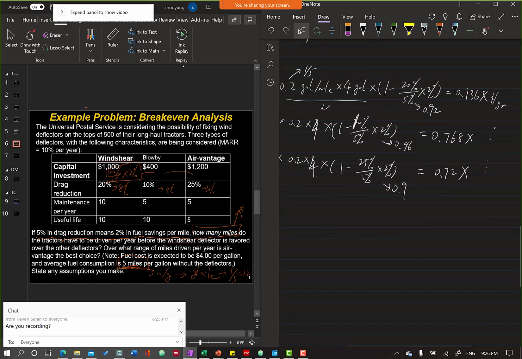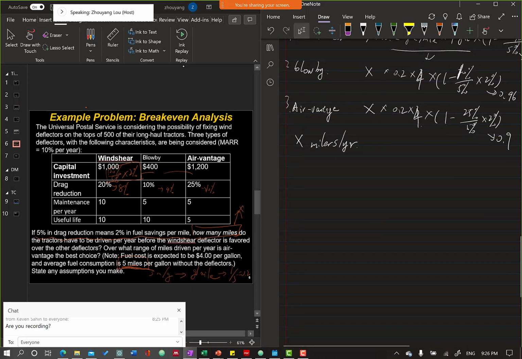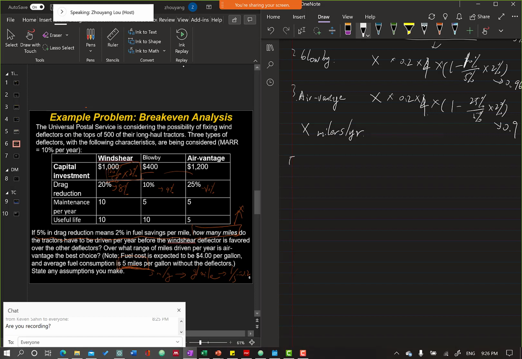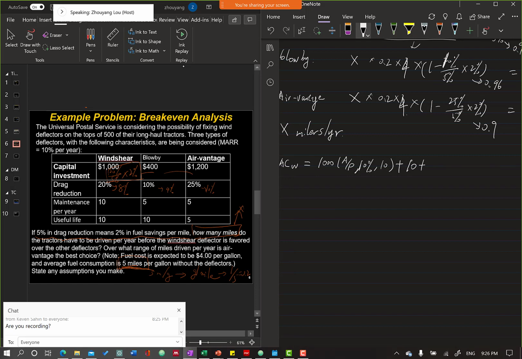Now we have the key ingredient for calculating annual expenses, and we can proceed to calculate the annual worth. Either put EUAC or annual worth, that would be fine. So for the first one, wind shear, starting with the capital investment, because annual worth, a given P, 10% hurdle rate, and useful life 10 years. Then you have the maintenance cost per year, that's 10. That's already in the annual worth.